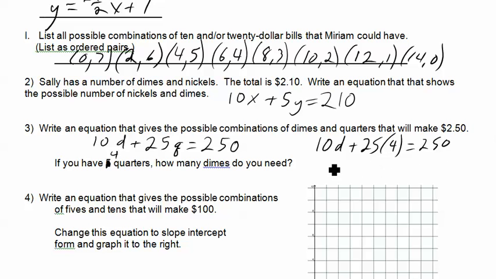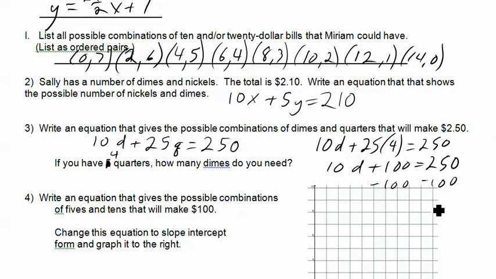25 times 4 is 100. So 10D plus 100 equals 250. Then you could put this side in Y1 and this side in Y2. You're going to do this on the calculator and just see where they're equal, and that will be your number of dimes. Or you can go ahead and solve this, which I think is faster.